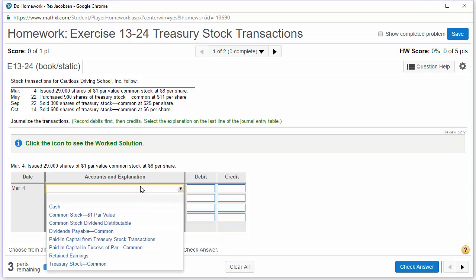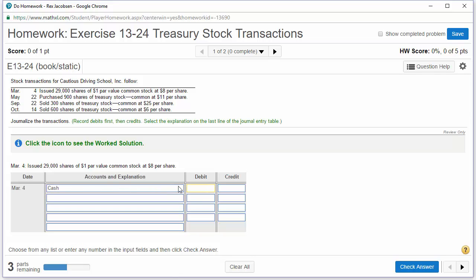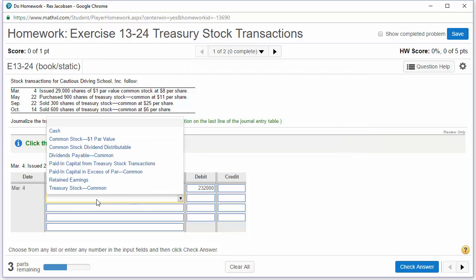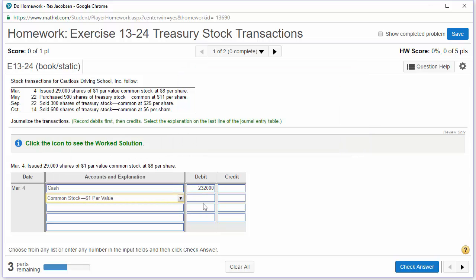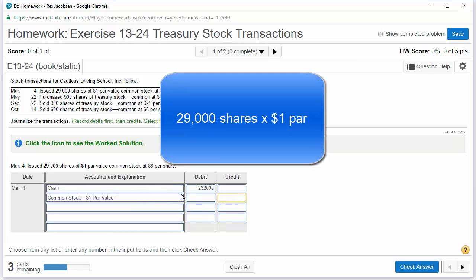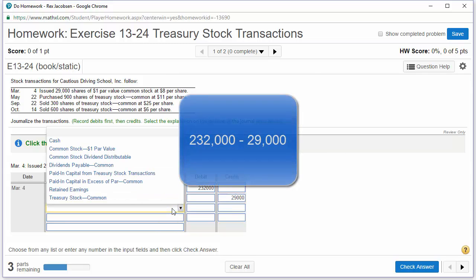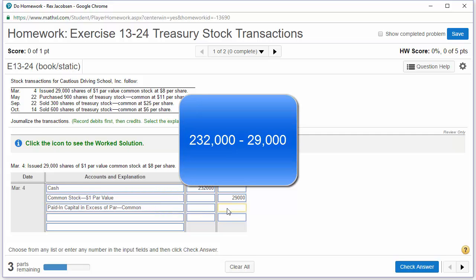So we need to record our cash that we were receiving. And that's going to be 29,000 shares times 8 is 232,000. We now need to record our common stock, $1 par value. So that's going to be 29,000 times the $1 par. And then the rest, the balancing amount, is going to go into paid-in capital in excess of par for the common. So the balancing amount is 232,000 minus 29,000 gives us 203,000.